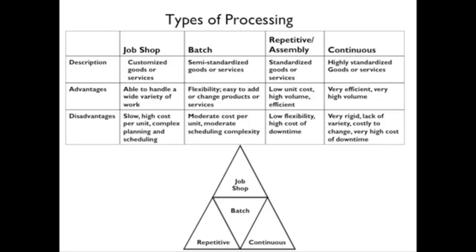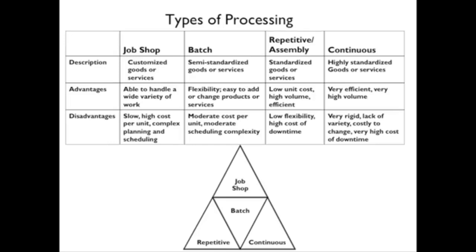So the next is something called a batch, and this is where you have semi-standard goods or services, and you do a whole bunch of the same thing. And the advantage of this is you have flexibility, it's easy to add or change products and services, and the cost per unit is a little bit better than the job shop, and you have moderate scheduling complexity.